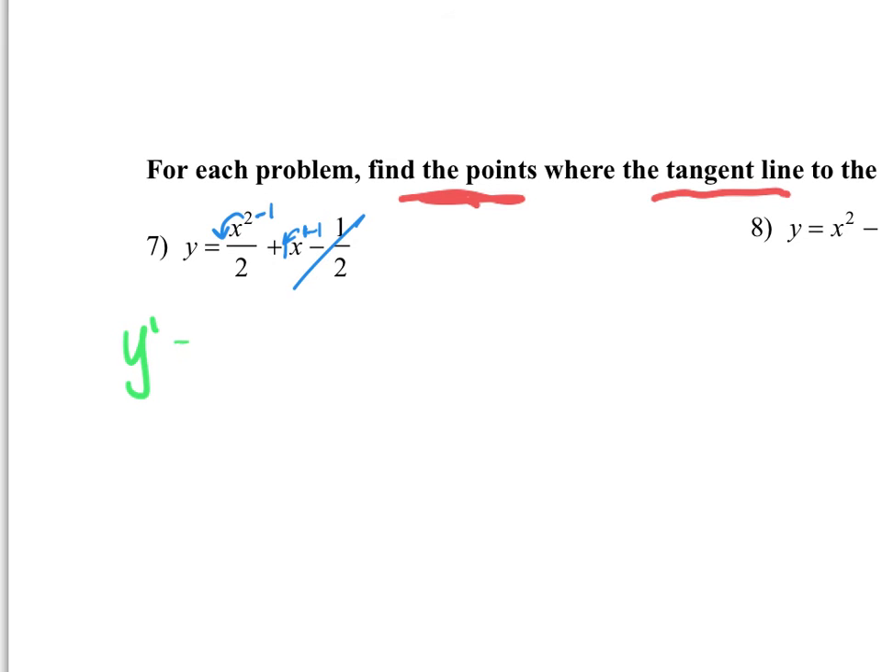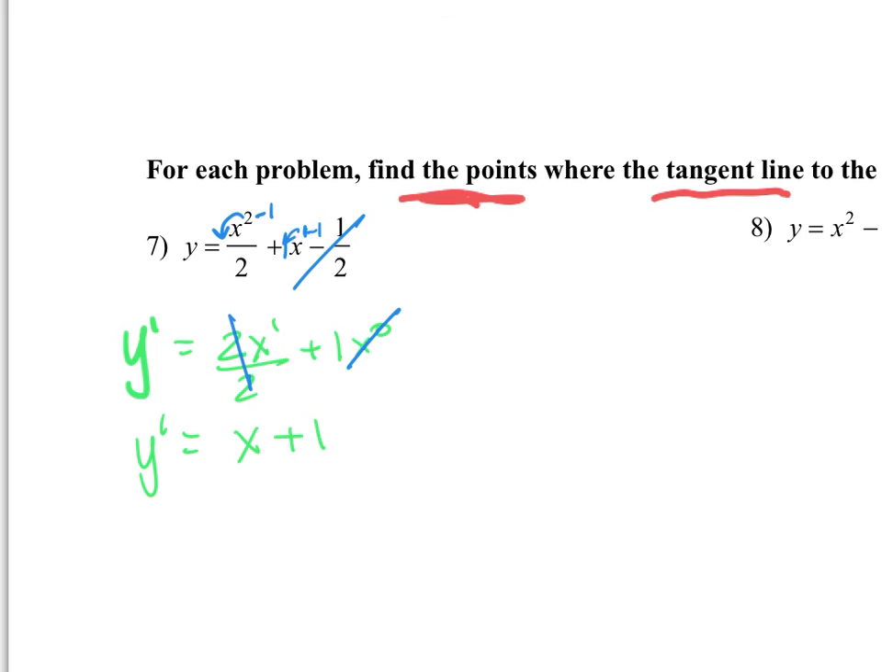So we would have 2 over 2 x to the 1. I'm just writing out all the stuff for this, you guys. 1 and x to the 0. So if you notice, that would go to 1. This goes to 1. We are left with x plus 1.